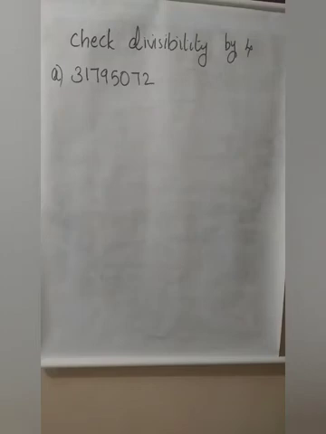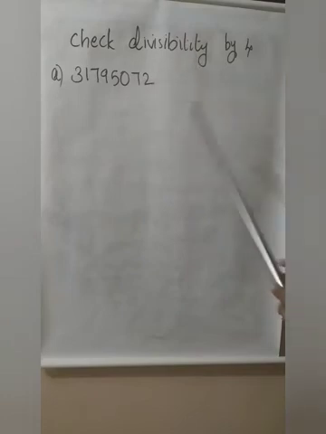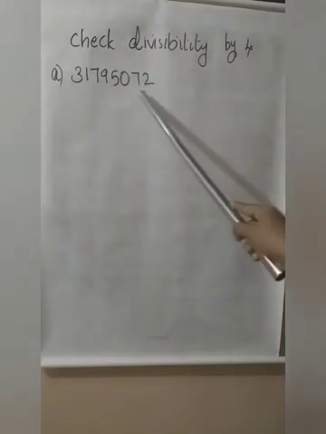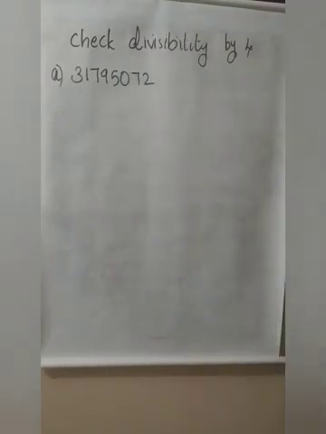So, by applying the rule, what do we have to do? We need to check only the last two digits. What are the last two digits? 72. Divide 72 by 4. If you are getting remainder 0, then you can say this 8-digit number is divisible by 4. So, no need of dividing the whole number and checking. We need to check only the last two digits, that is 72. When you divide 72 by 4 and you get remainder 0, then you can say that the whole number is divisible by 4.